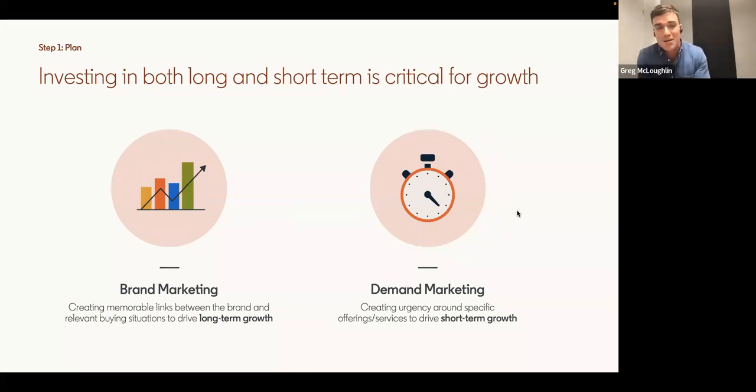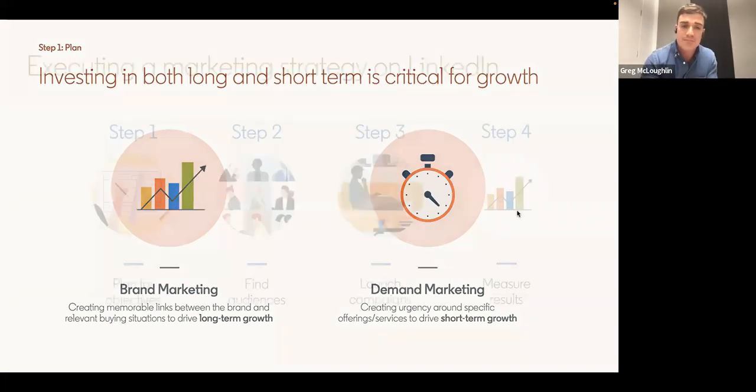So where demand marketing focuses on the short term, tapping into those people who are ready to buy now, brand marketing is looking longer term. It's nurturing people to make an informed decision later down the line. It's something I will talk about later in the deck when we get into the trends, but it's super important to have a balance between them both.